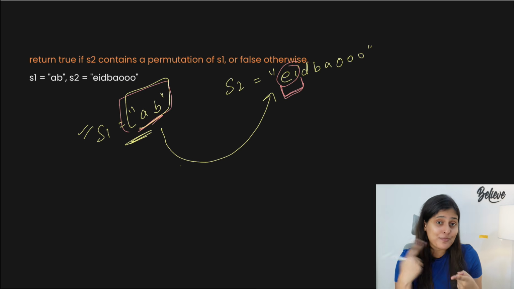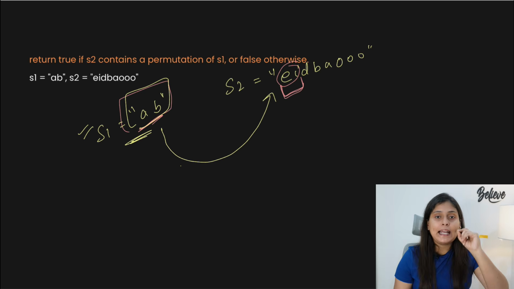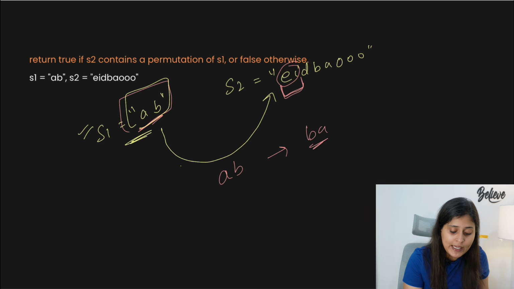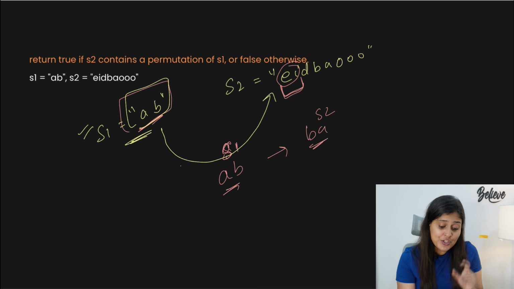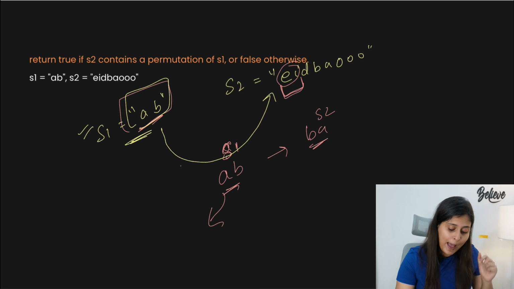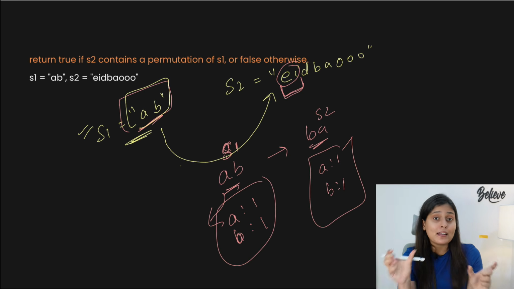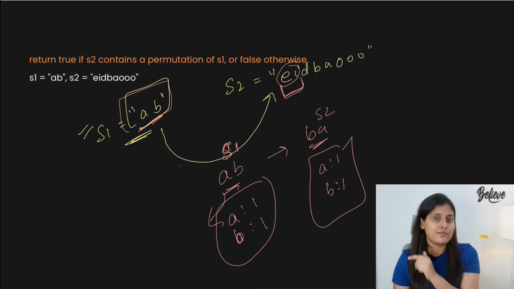Why did I say you have to use a hash map? Basically it says permutation, right? So it can be BA in S2 and AB in S1. If you match the characters AB and BA directly, it will return false for you. So for this you have to explicitly check a map, where for S1 it says A has 1, B has 1. For S2 also the map says A has 1, B has 1. So now the maps will match. Instead of character matching, you have to do hash map matching here.